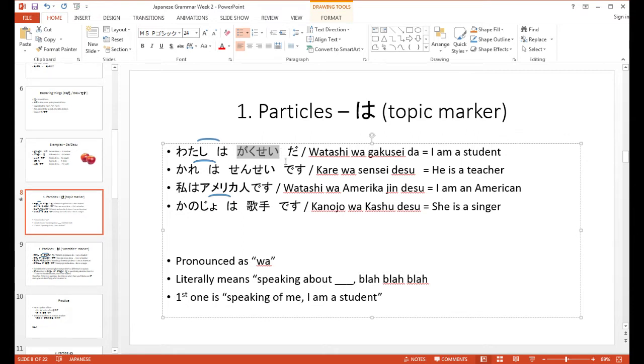I am a student. And again, if you want to declare something like that, you use either da or desu. Okay. So kare wa sensei desu. He is a teacher. Blah blah blah. Watashi wa blah blah blah.